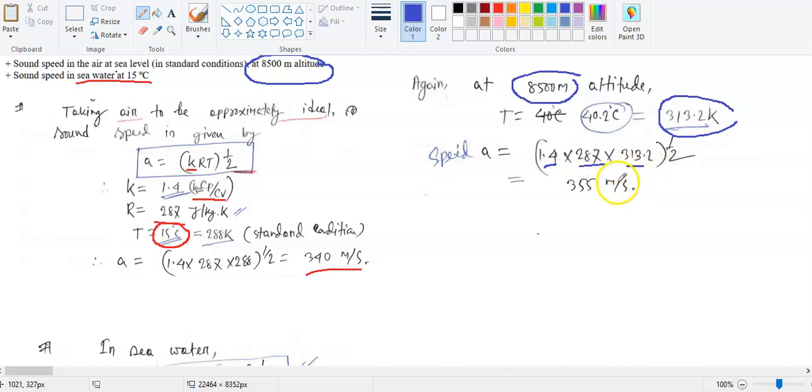Only the variation is the temperature. So if you put it here, then you will get the value. So 355. That's it. And the next question is the sound speed in seawater at 15 degrees centigrade.